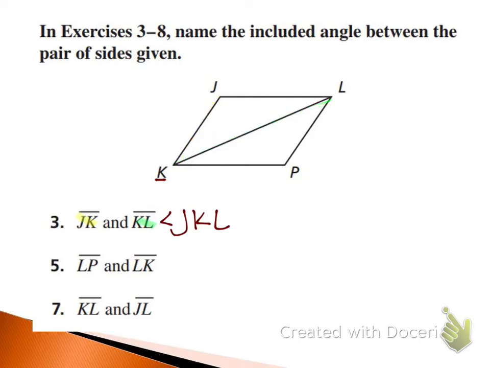We'll do one more of those. It says LP, and then LK. So what's the vertex? Just asking for the vertex for now. What is the vertex of the included angle? L. So then how would I name that angle? PLK or KLP, either one. PLK, KLP. Both are correct. Okay. Questions about included angle? Okay.